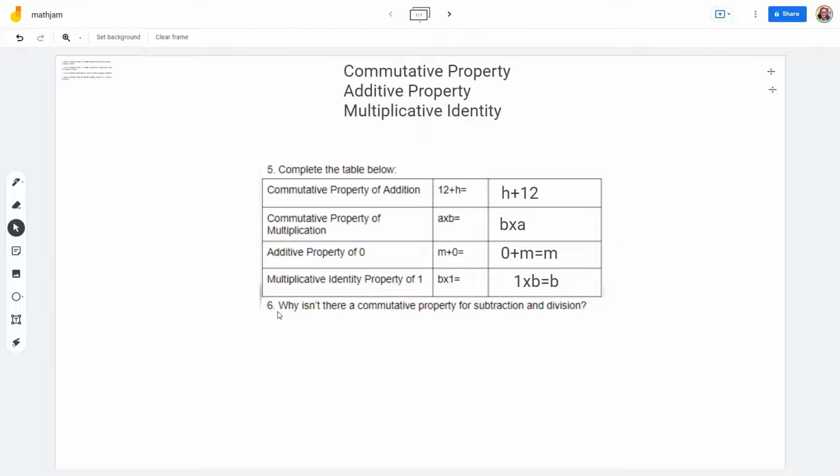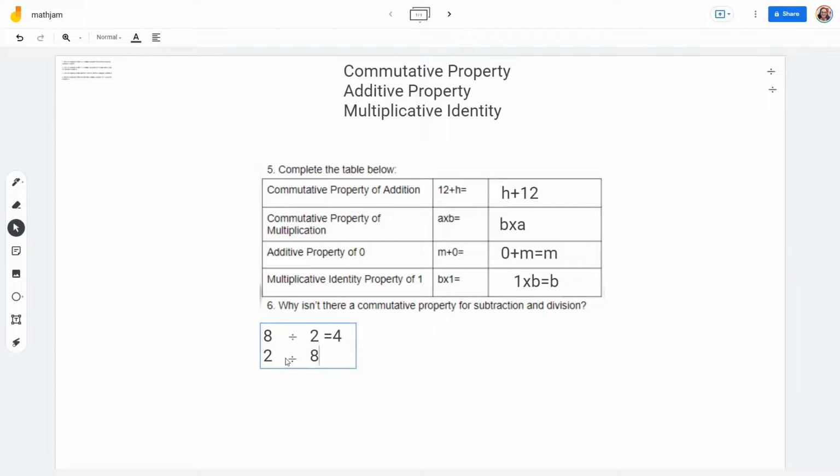Looks like it could be a tricky one. It says, why isn't there a commutative property for subtraction and division? Well, let's give it a try. So what if we had, let me grab my division symbol down here, how about 8 divided by 2? Well, we know that 8 divided by 2 equals 4. So if this is going to work out for a commutative property, then that should also mean that 2 divided by 8 would also equal 4.